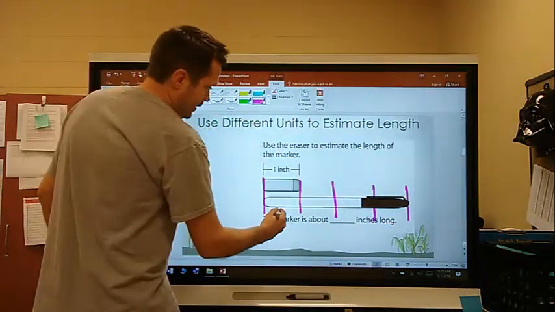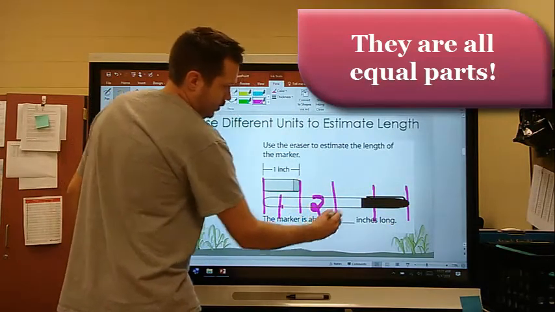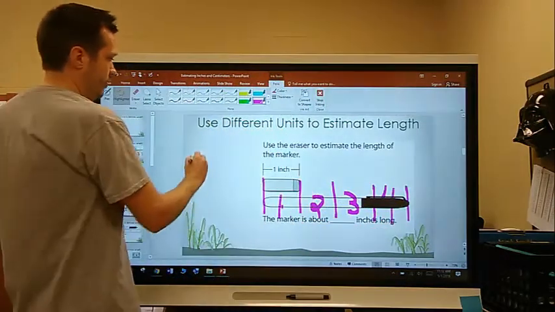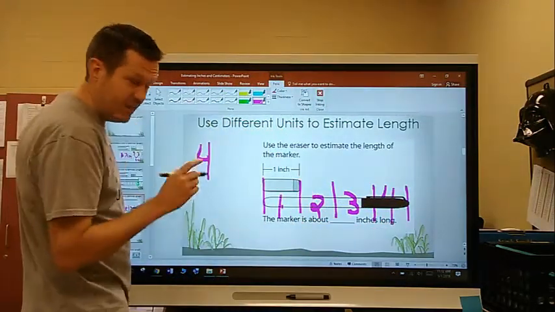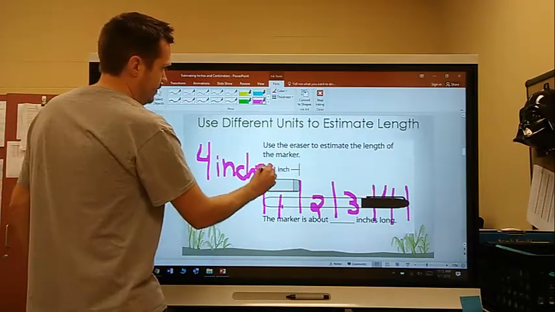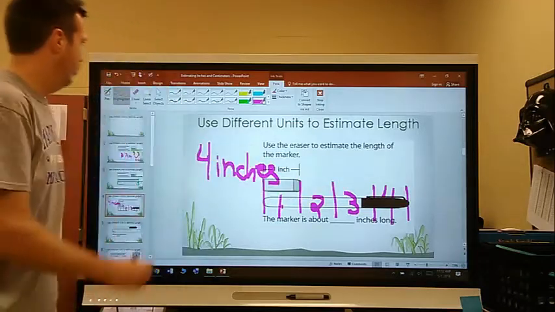So I know that this is 1. This would be 2, 3. That would be 4. You can't see the 4 there really well. So I would estimate that this object is 4 inches. 1, 2, 3, 4.